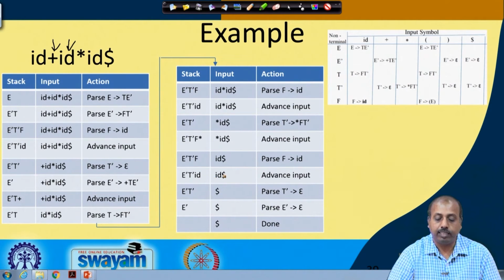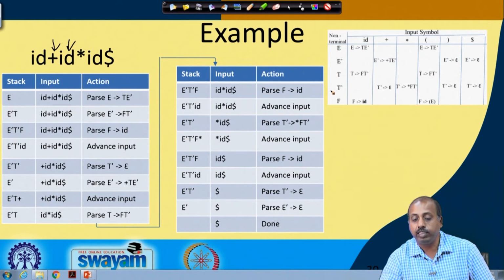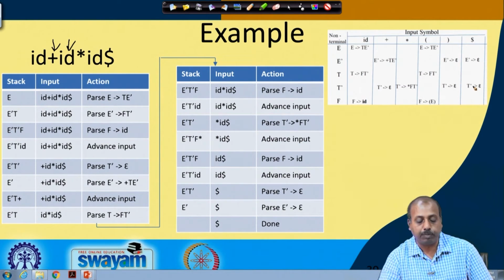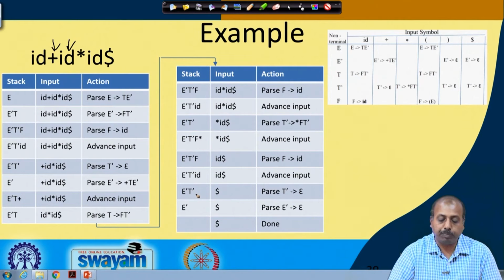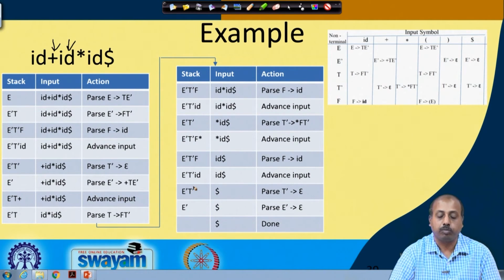Now, do they match? Okay. So the id is taken out of the stack, and with the input pointer advanced, you now have the situation t dash and dollar. T dash dollar says t dash producing epsilon, so this will be replaced by t dash producing epsilon. So t dash will go out of the stack.